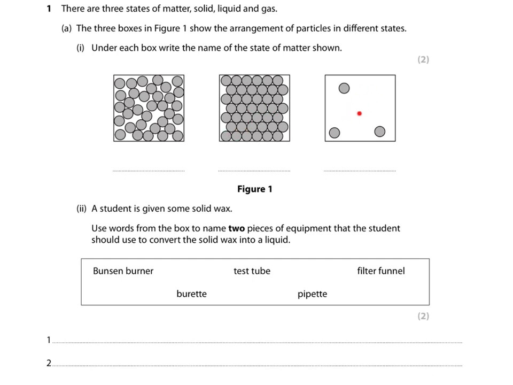Over here we have a gas. We know this one is a gas because the particles are really far apart, and again because they're in a random arrangement. It's not a regular arrangement.